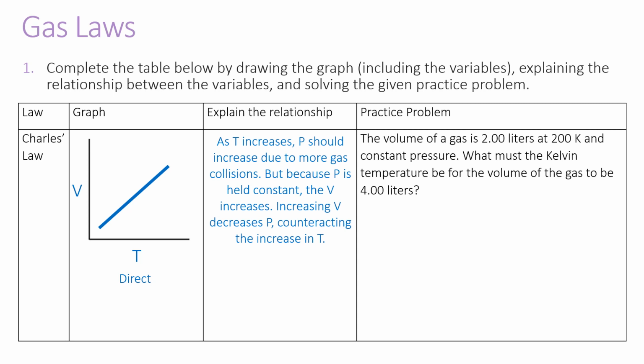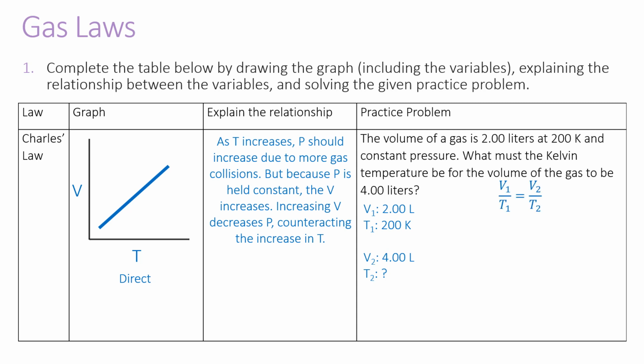So a volume of gas is 2 liters at 200 Kelvin and constant pressure. What must the Kelvin temperature be for the volume of the gas to be 4 liters? So we're doubling volume, and since this is a direct relationship, we expect to double temperature.